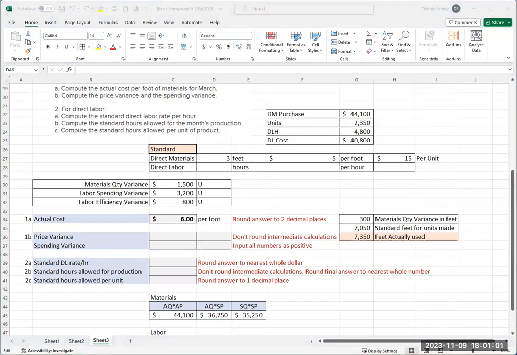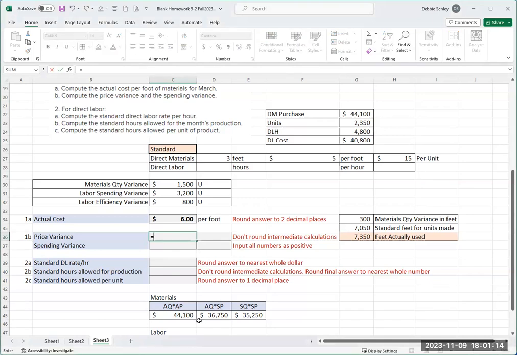Okay. Now, price variance. Price variance is always the first one minus the second one. So equals actual quantity, actual price minus actual quantity, standard price. Now, the actual is more than the standard. And so that is unfavorable.